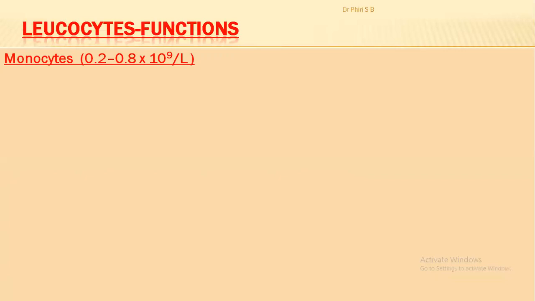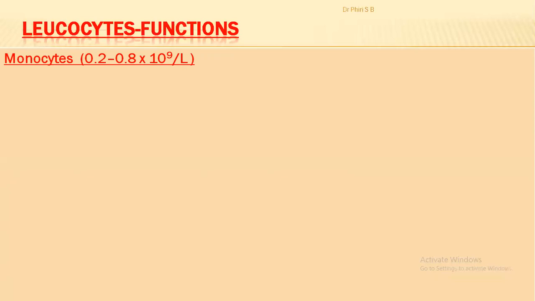Monocytes, in terms of numbers, you should find 0.2 to about 0.8 times 10 raised to the power 9 monocytes per liter of blood. So that's a normal monocyte count.